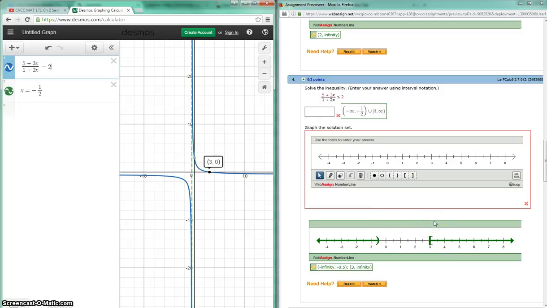So I'll make a supplement for these and show you how to do them algebraically, and then that should wrap up chapter 2.